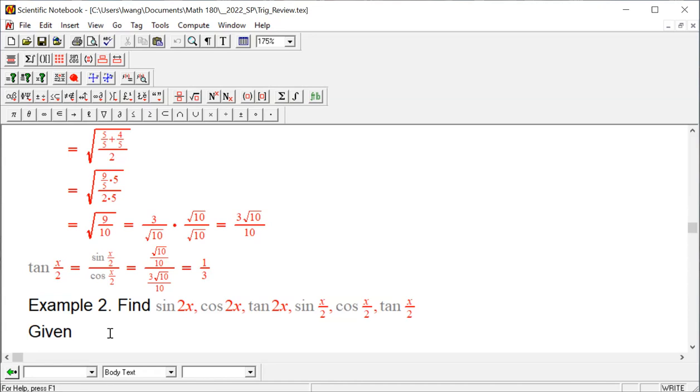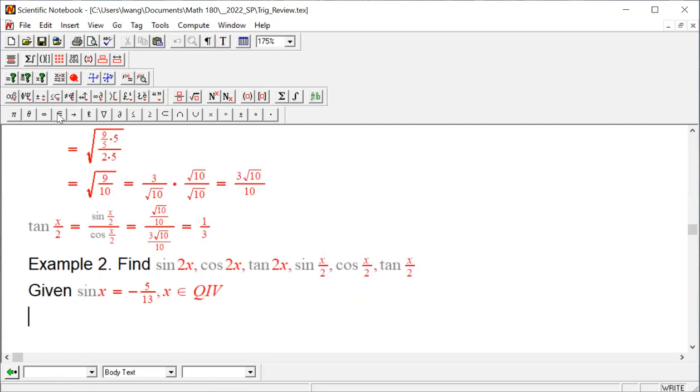sine of x equals negative 5/13, and x is in quadrant 4. All right, so that's the situation.